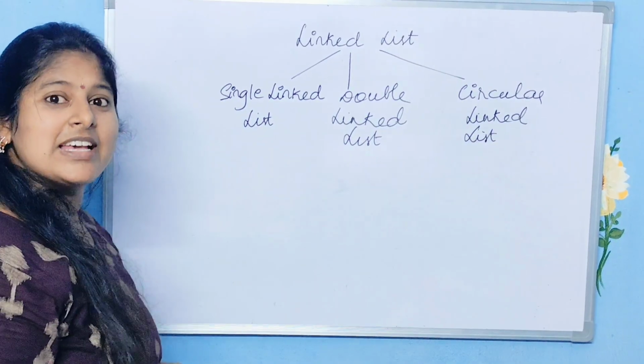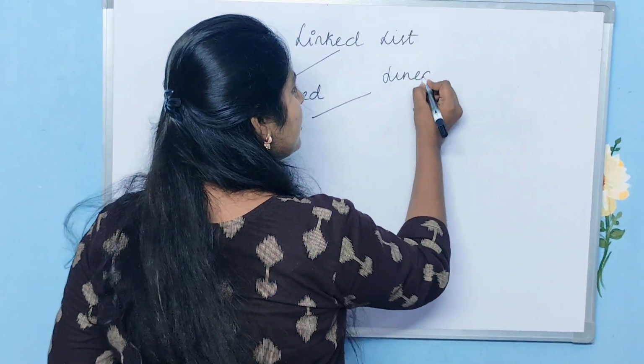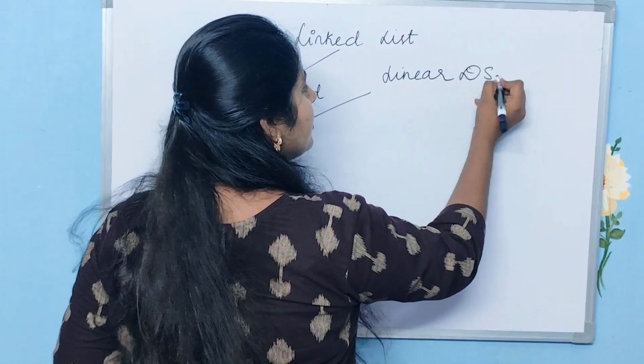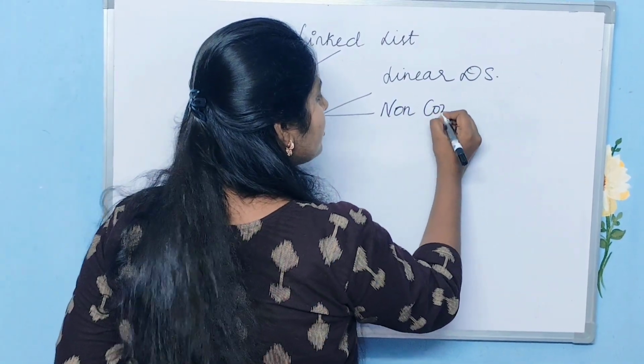My first one is single linked list. A single linked list is a linear data structure which follows non-contiguous memory allocation.